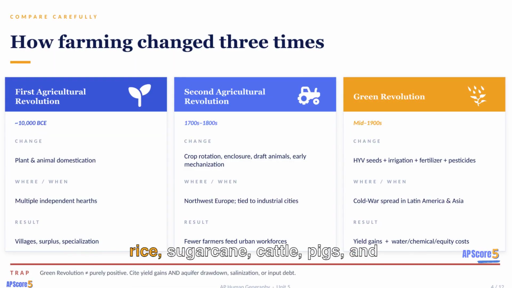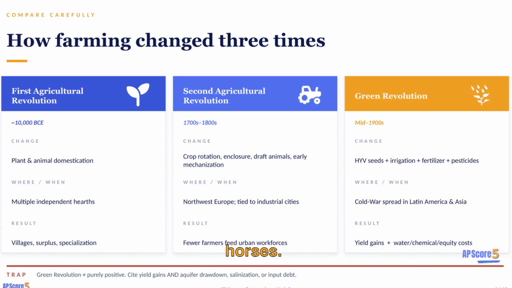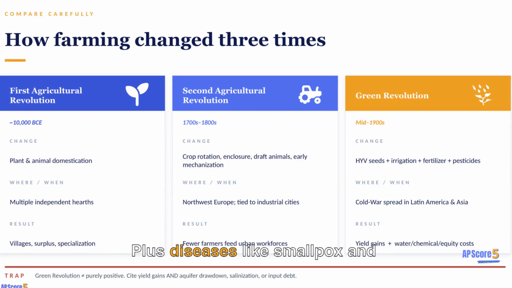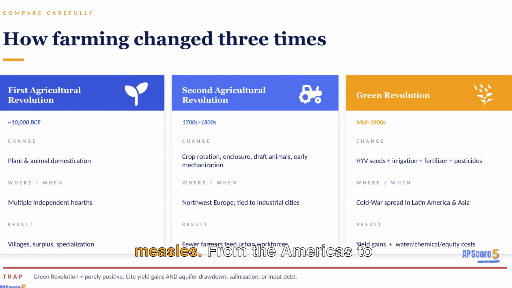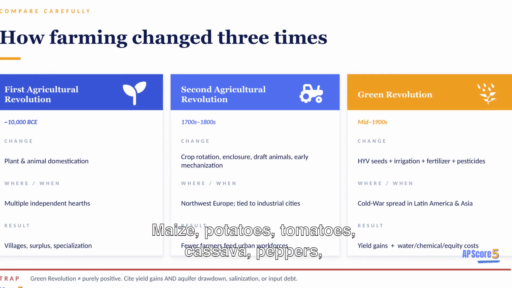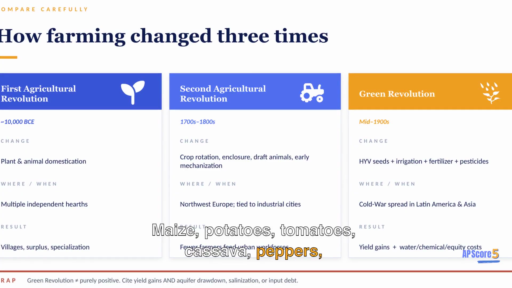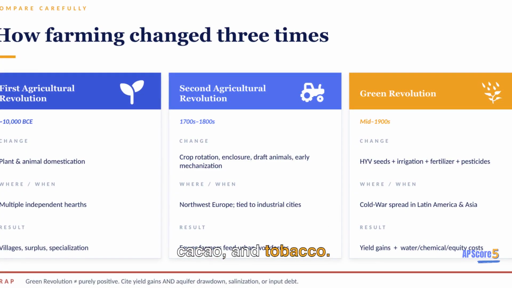Wheat, rice, sugarcane, cattle, pigs, and horses. Plus, diseases like smallpox and measles, from the Americas to the Old World. Maize, potatoes, tomatoes, cassava, peppers, cacao, and tobacco.